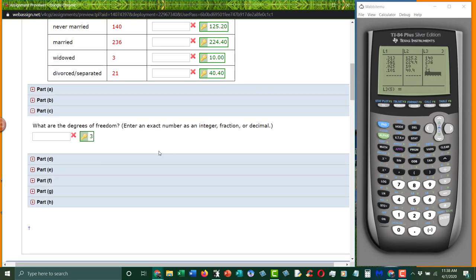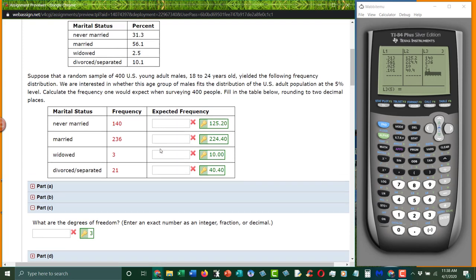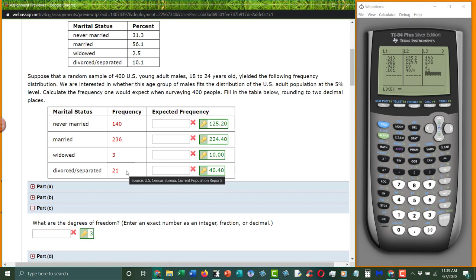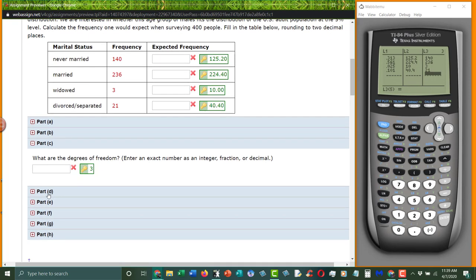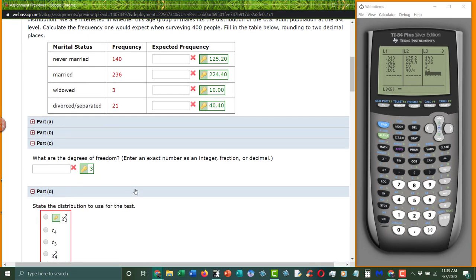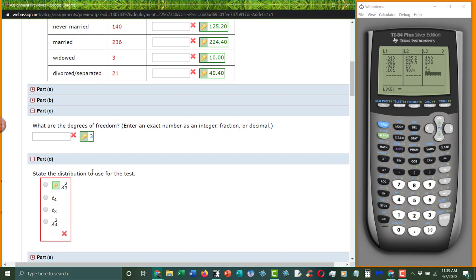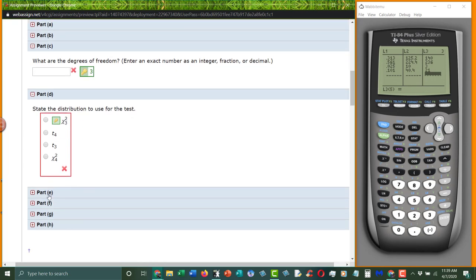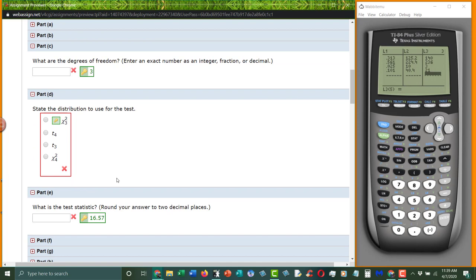In part C, what are the degrees of freedom? Well, it's just n minus 1. How many things there are minus 1, just like we've been doing with degrees of freedom for everything else. Part D, state the distribution. Well, it's a chi-square test with 3 degrees of freedom. So, pretty simple. Part E, what is the test statistic?